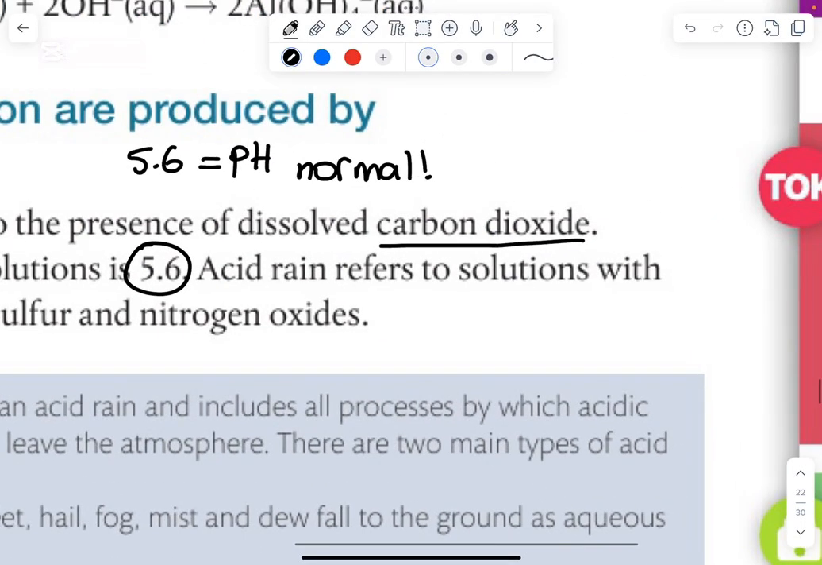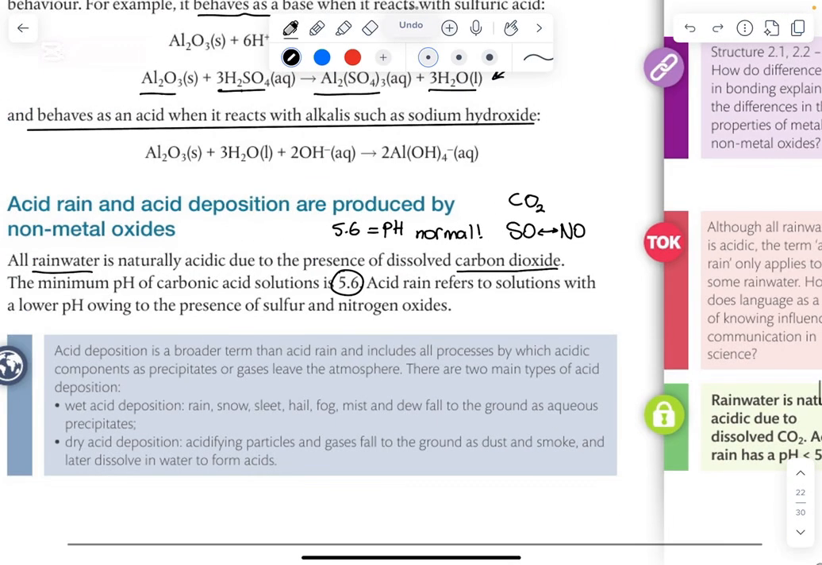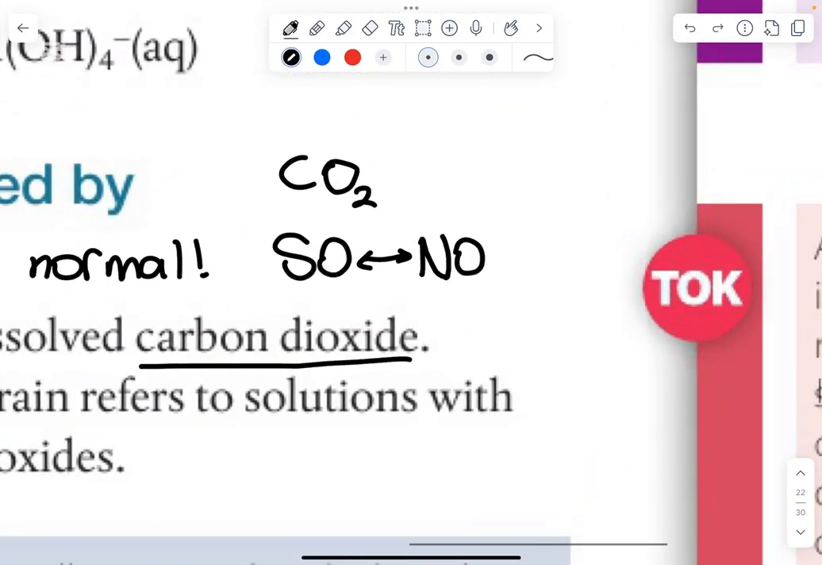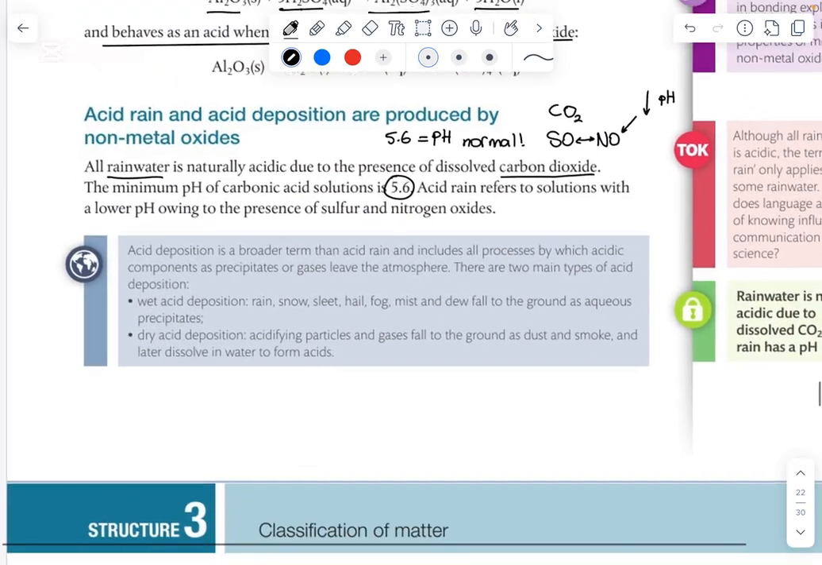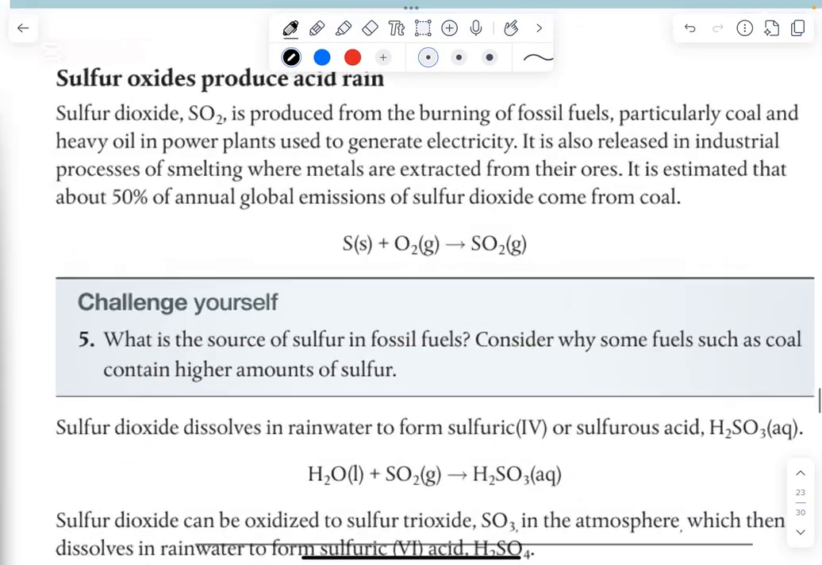The problem is not CO2, but these two guys, sulfur monoxide and nitrogen monoxide. These are the two oxides that decrease rainwater's pH into a state that is dangerous, which is below 5.6. Let's look at the examples.